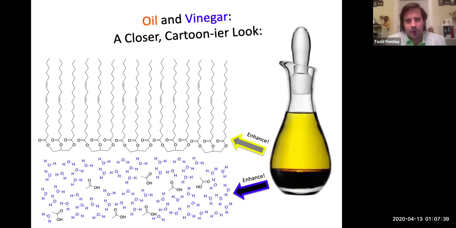So now oil and vinegar, a closer, cartoonier look at what happens with these. When you look at oil, which has long hydrocarbon chains, and you look at water, very small polar molecules, they don't tend to mingle well. So they form these two layers. The oil is on top because the oil is less dense than the water. So the water has a greater density, goes to the bottom, and we get these two partitioned layers that mingle well within themselves, but not with each other.